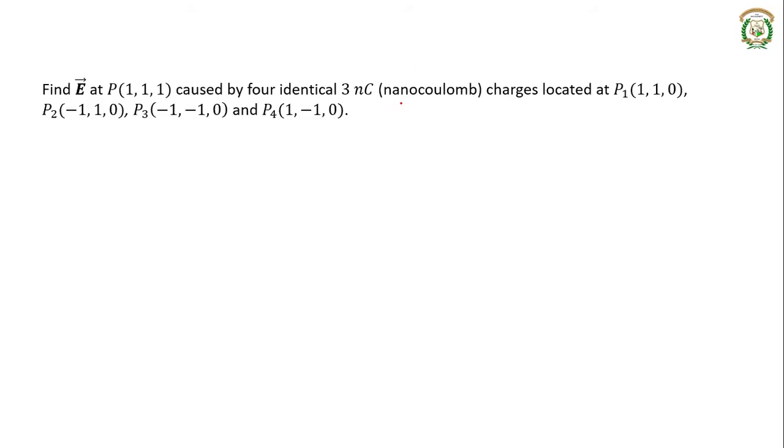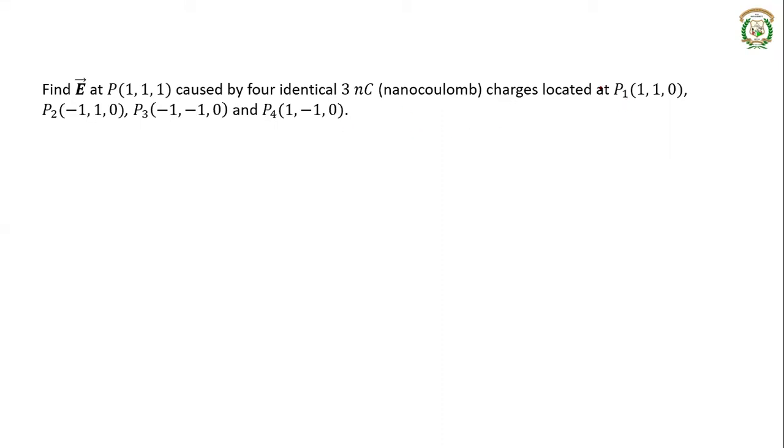So this is a question. You are asked to find E. E is the electric field intensity at a point P whose coordinates are given as 1, 1, 1, caused by 4 identical charges. The charges are 3 nanocoulomb charges located at 4 points, P1, P2, P3, and P4.